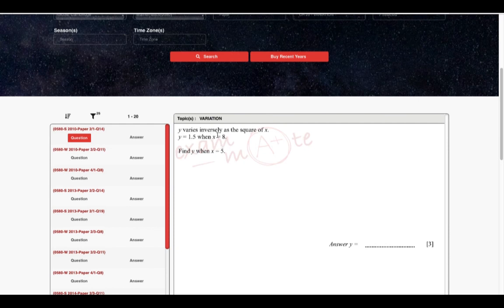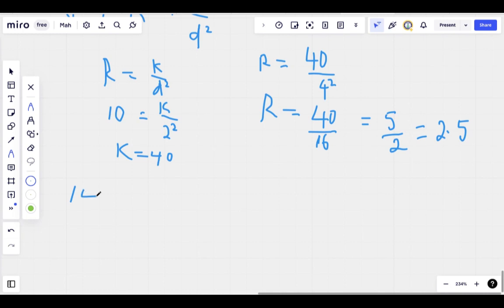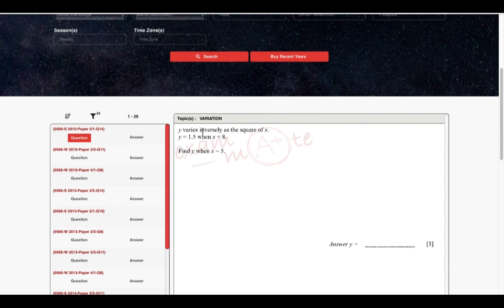Y varies inversely as the square of x. This one is pretty easy. Y varies inversely as the square of x. So we go to square x. So we simply do, similar to the one we just finished, to be honest. Question 40, super simple. Can you go back? Yeah, I will. Just a moment. Sorry. Is it y varies inversely as the square of x?